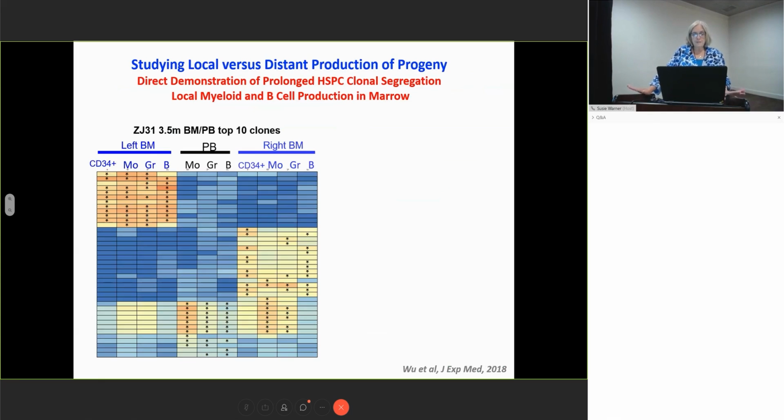So we can show direct demonstration of prolonged hematopoietic stem or progenitor cell clonal segregation in the marrow, which was quite surprising, in some cases up to a year or more. If we looked at the CD34 positive cells in the left bone marrow versus the right iliac crest bone marrow, we find they are clonally completely different. And even though these cells are proliferating incredibly quickly when they first go in, it really suggests that they're spreading in a localized manner and are not going out to the blood and back to another site.